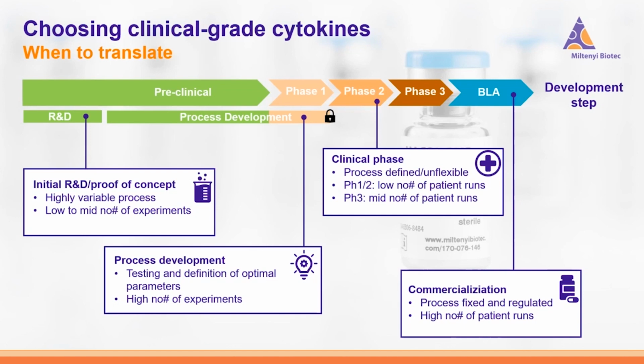So what you can see here is a schematic representation of the phases you usually have when you're developing the clinical product. So you have your preclinical development, where you have initial R&D, proof of concept. Then you have a prolonged phase of process development, where you're testing and defining the optimal parameters of your manufacturing process. Usually you have a high number of experiments in this phase. Then you have your clinical phases with ever increasing numbers of patient runs. And then obviously, hopefully, at the end of that stands the biological license application or the market authorization, where the process then is finally fixed and regulated, and the number of patient runs obviously gets higher and higher.